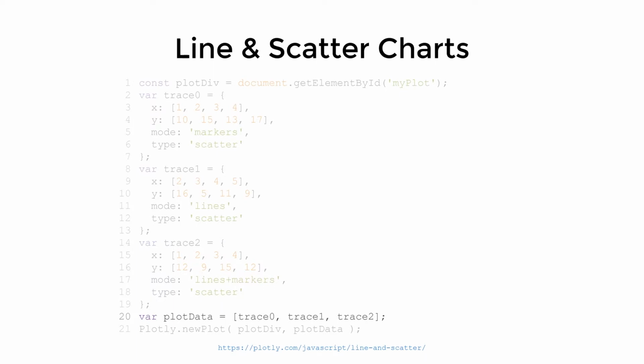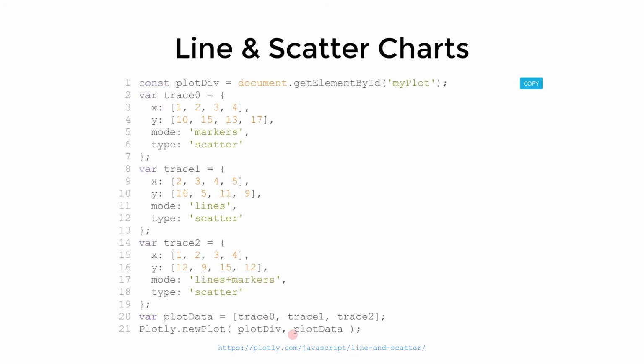Finally, we are combining all of our traces into our plot data variable. As I mentioned, seeing as this has to be an array, by including all of these traces in the array in the variable here, when it comes to the next line, we can include the plot data object, which is an array here, directly into our newPlot function as an input parameter. Other than that, our plotly.newPlot function remains exactly the same as we saw in the previous simple example.